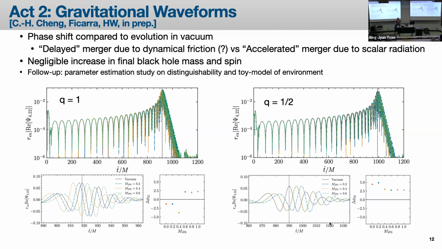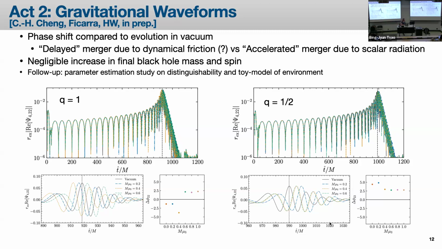But then there's also an effect called dynamical friction, which we think would slow down our black holes and lead to a delayed merger. So I think what's happening here physically is that we have a competition of these two effects. And since we set up our initial parameters such that we are just about seeing these phase shifts, outside the numerical error, we can actually pick up both of these.